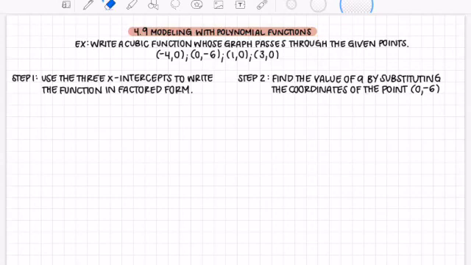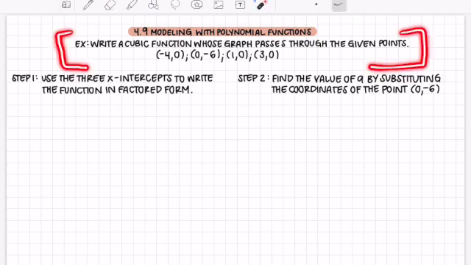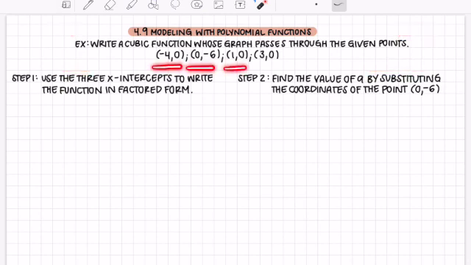Hi guys, so today we're going to be looking at Chapter 4, Section 9, Modeling with Polynomial Functions. The example that we're going to be looking at is the following. It says to write a cubic function whose graph passes through the given points. We have 4 ordered pairs that are provided, and we want to create the polynomial function.